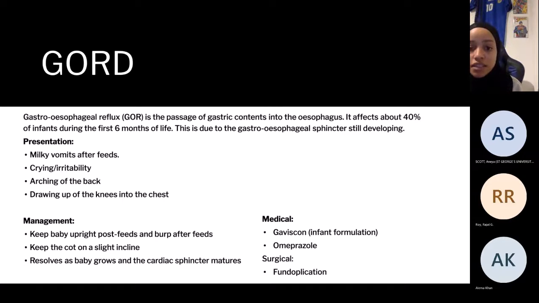As the sphincter develops and the baby grows, this resolves generally. But there are things that you can use to help the baby. You can give them Gaviscon in the first instance, and if this doesn't help, then you can give them omeprazole. And then surgically, if this doesn't help, you can do what's known as a fundoplication, which is essentially wrapping a bit of the stomach around the bottom bit of the esophagus, and this prevents the regurgitation of the feeds.